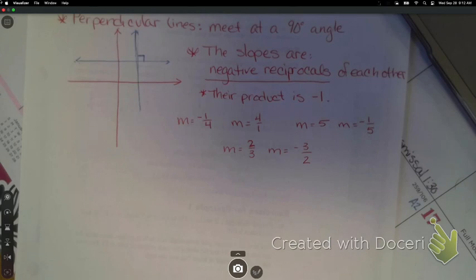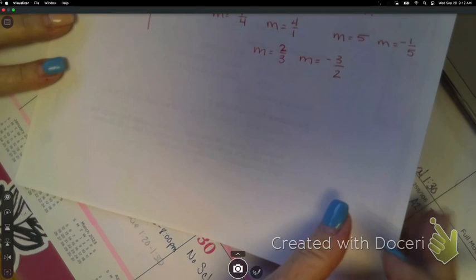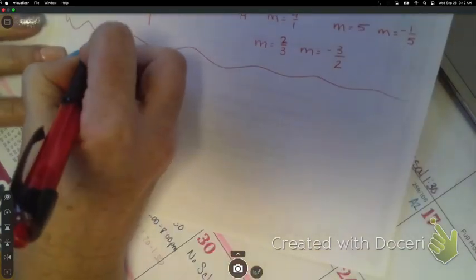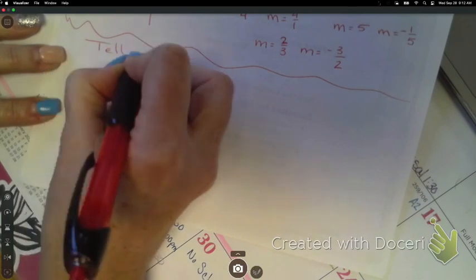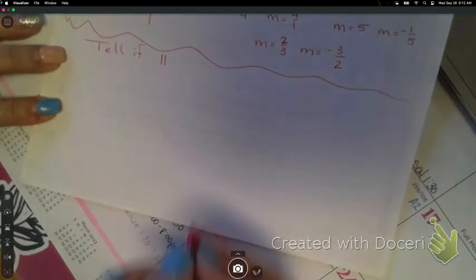So, we're going to work on these. We're going to be writing slopes for parallel and perpendicular lines. So, let's see. Tell whether, this one just says tell whether they are. That's why I was trying to ask you a question. Okay. So, tell if parallel, that means parallel.